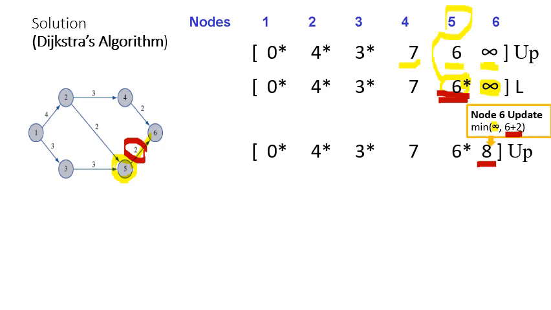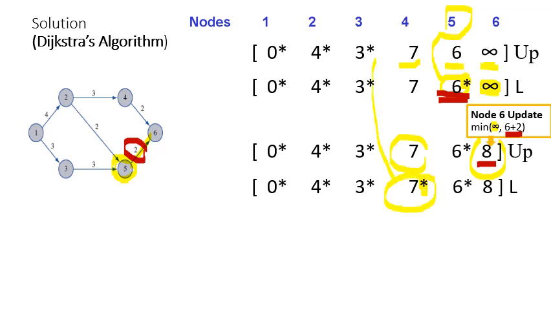After the update step, we are going back to the labeling step. You see here we have two temporary labels, which are the numbers without asterisks. You pick the one that is the smallest. Between 7 and 8, 7 is smaller, so you make it permanent. So now this permanent one corresponds to node 4. Check again, if we are at node 4, which nodes are directly reachable from this node. You see that we can reach node 6 directly from node 4, so we need to update node 6 again.